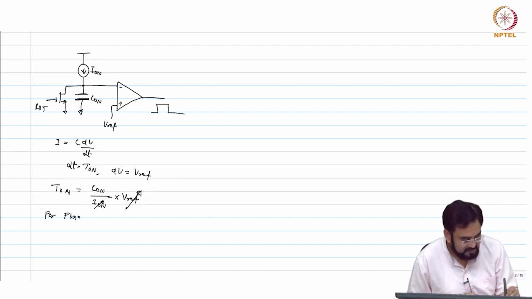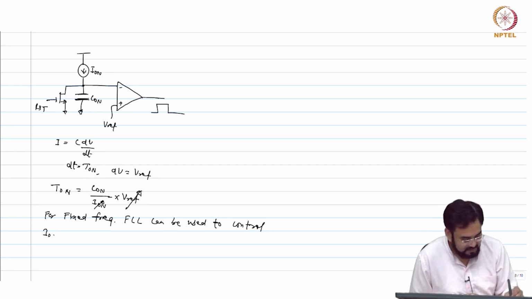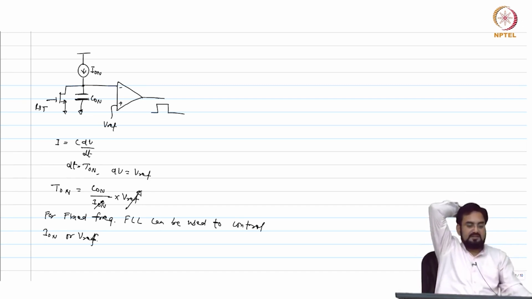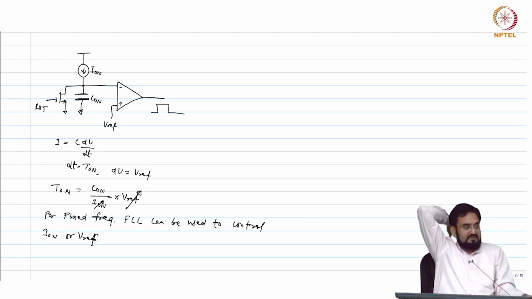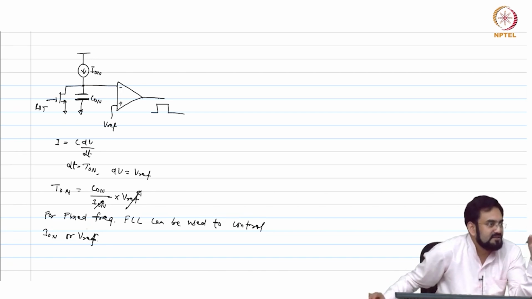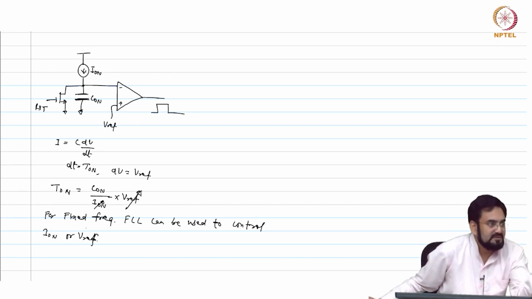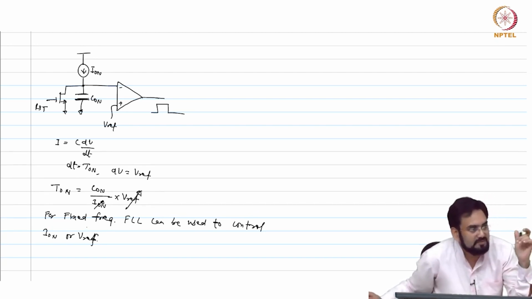So for fixed frequency, FLL can be used to control I on or VREF. Okay, so you require a current DAC there, or a voltage DAC in case of VREF. So this is nothing but a hysteretic control, but you are not limiting that inside a window. You are only limiting the peak or valley, and the other side will be controlled by your feedback loop.